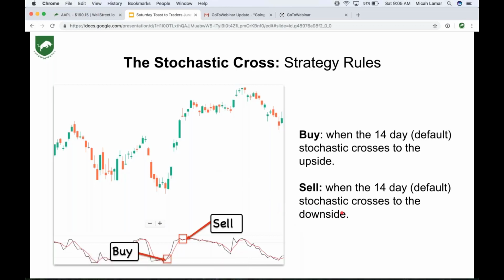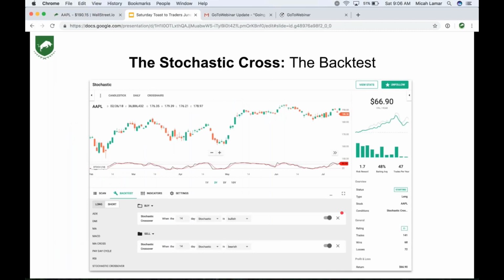Now, the interesting part about the stochastics is that it's a very fast indicator, which we'll cover here in a moment. It's a very fast indicator, which means it only lasts 3 or 4 days. So if you want a fast trade, if you're somebody who wants to trade once a week or maybe twice a week, this could probably be a good indicator for you because it happens so fast.